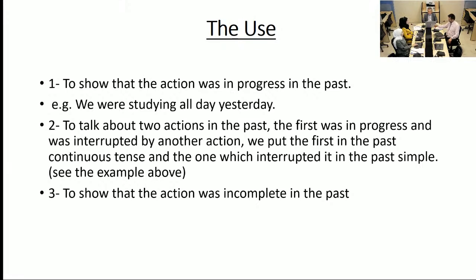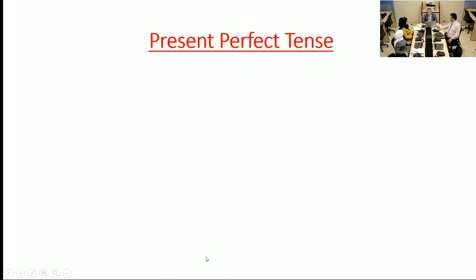Okay, the third one is to show that the action was incomplete in the past. So always when we have something incomplete, we put it in the continuous tense. If it is present, for example, when I say I'm reading this book, don't take it, it means I didn't finish. Or maybe Nasreen is reading the book, but she's not here now, but she didn't finish. Don't take the book. In the past, we use the past continuous. Incomplete actions are always in the continuous.